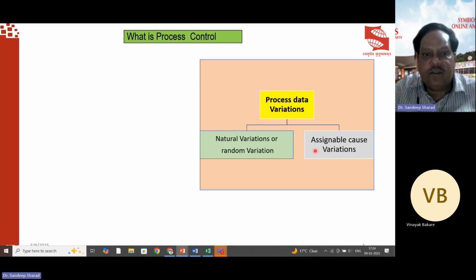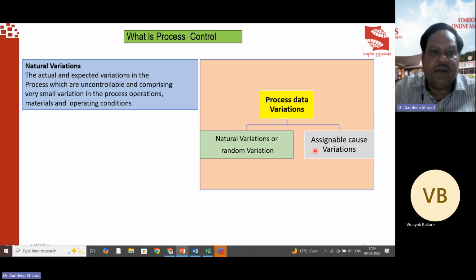If we talk about natural variations, these are the actual and expected variations in the process which are uncontrollable, comprising very small variations in process operations, materials, and operating conditions. They are natural in any system, whether it is machine vibration, system vibration, or a variation around the acceptance limit.